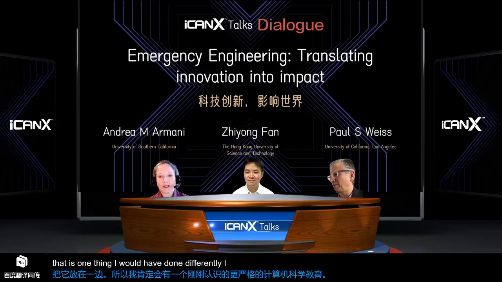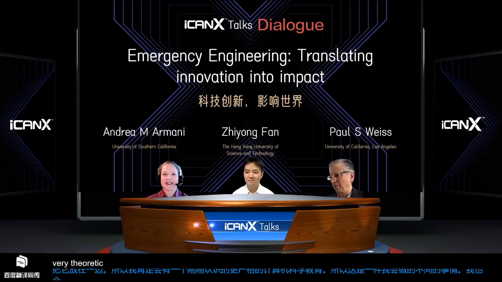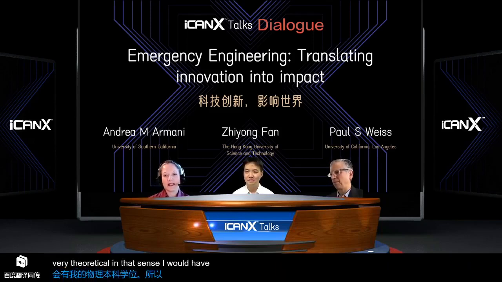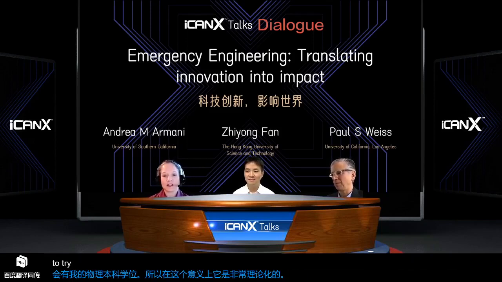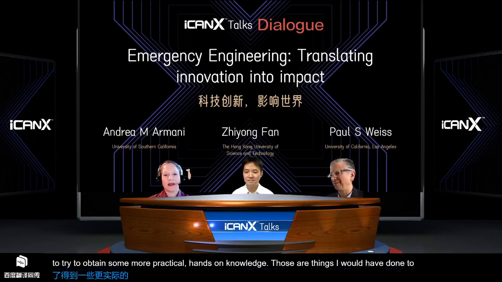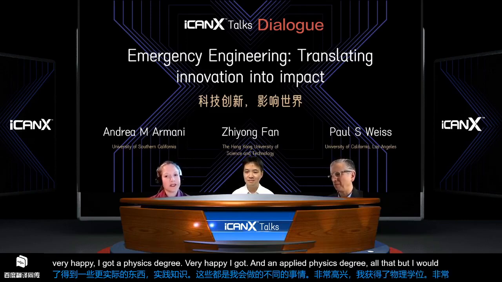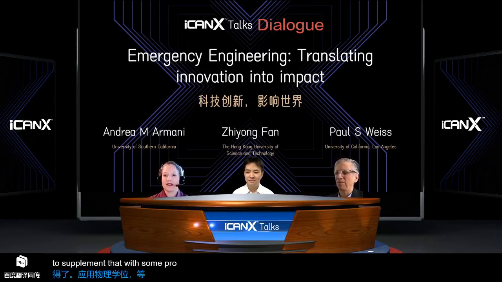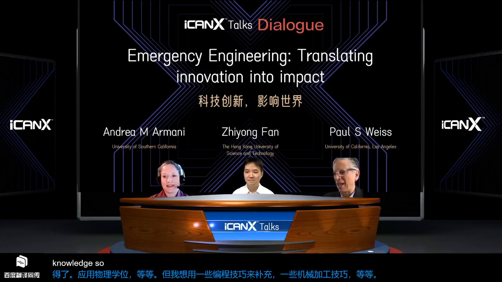I also would have, so my undergrad degree is in physics, so it was very theoretical in that sense. I would have taken perhaps an electronics course, perhaps a machining course, just to try to obtain some more practical hands-on knowledge. So those are things I would have done differently. I'm still very happy I got a physics degree, very happy I got an applied physics degree, all of that. But I would have tried to supplement that with some programming skills, some machining skills, some more hands-on type knowledge. And Professor Fan?